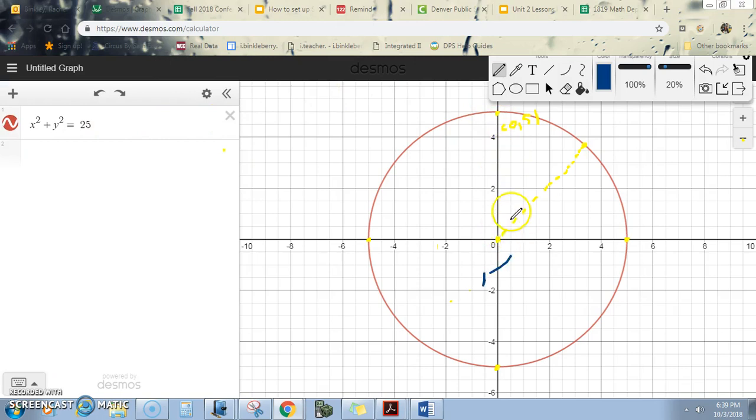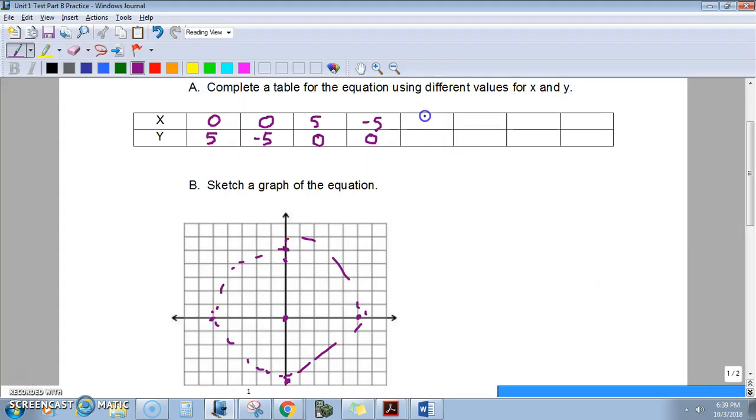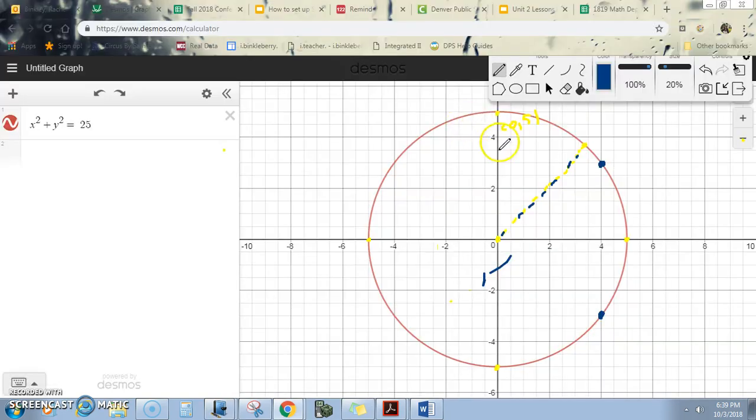So this radius here is 5. Let's actually pick a number. Let's pick 4. If x is 4, what is my y value? If we go to our table, I want x to be 4, and I'm going to get 2 different y values. How do I find those y values? Well, check it out.